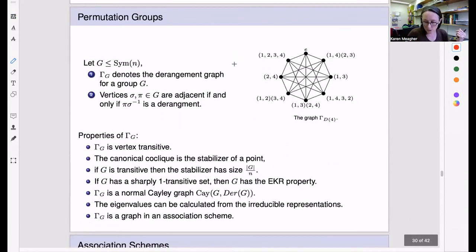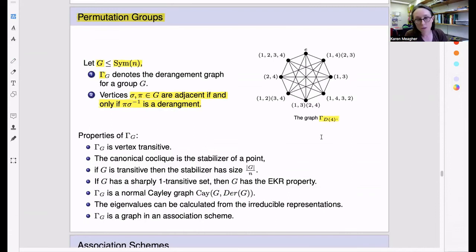Okay, so I was just going to stop briefly to say something about when we're holding on to permutation groups. If we have any subgroup of the symmetric group, so this is a group with an action, I can embed it in a permutation group. Gamma G is the derangement graph, and vertices are adjacent if one times the inverse of the other is a derangement. So this is exactly a group acting on a set. You can represent it as a permutation group, and then we make the derangement graph, and this is the condition for two vertices to be adjacent.